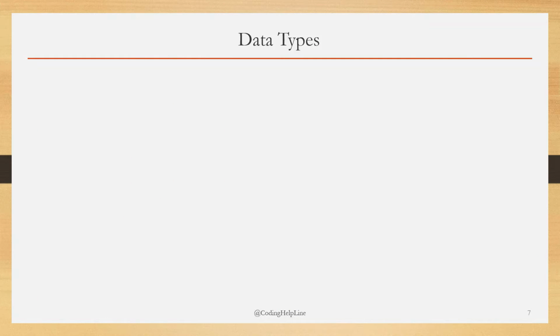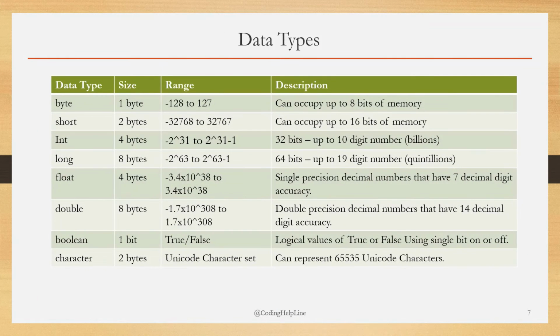So Java supports different intrinsic data types, and this table indicates the ranges, the size, and the description of each data type. First, byte. Byte is the smallest unit. 1 byte can store from -128 to 127. It occupies 8 bits of memory. 1 byte is 8 bits. Short can store 2 bytes, and this is the range of the short data type, and it occupies 16 bits of memory.